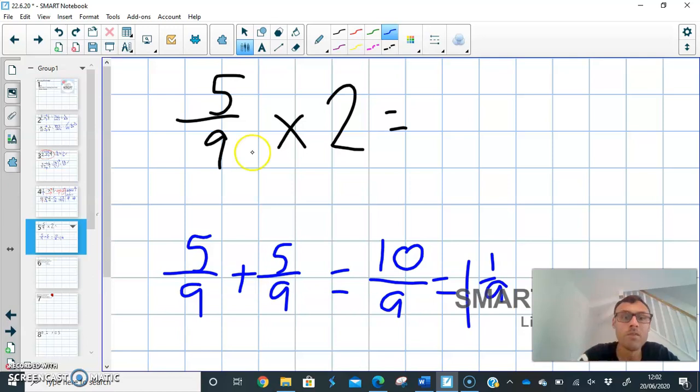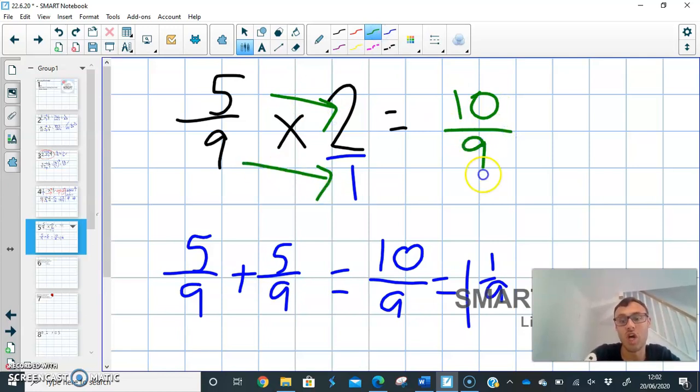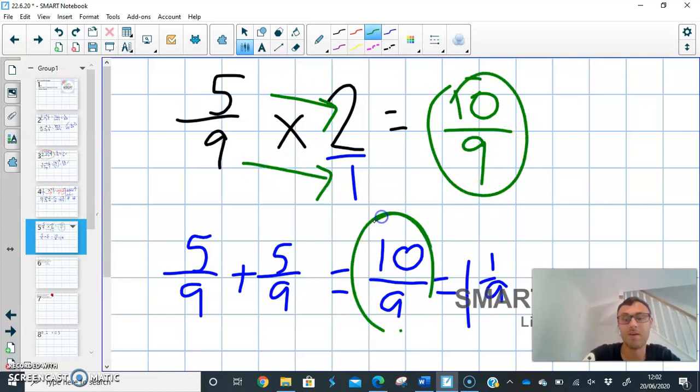So let's have a quick look then. We know we need to make this whole number here into a fraction, so it becomes 2/1. And then I do 5 times 2, which is 10, and then I do 9 times 1, which is 9. Look, 10/9 is the same as 10/9 there. So you can see that the method works. It gives us an equivalent answer.